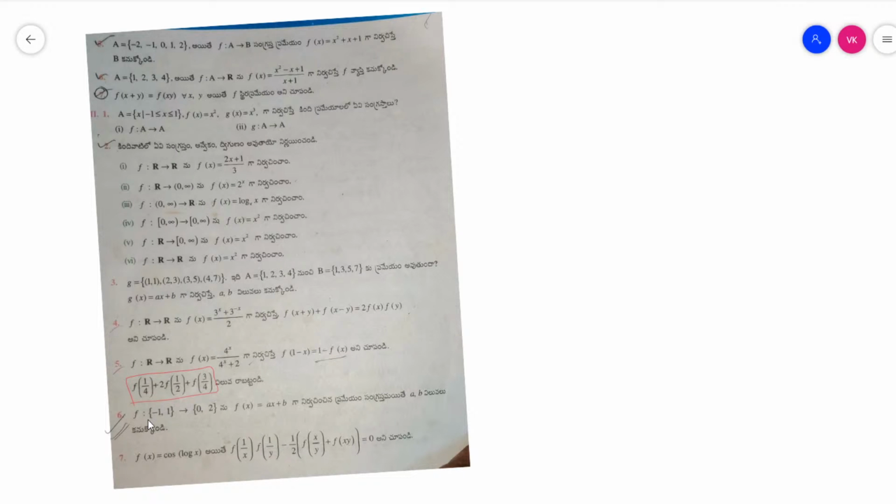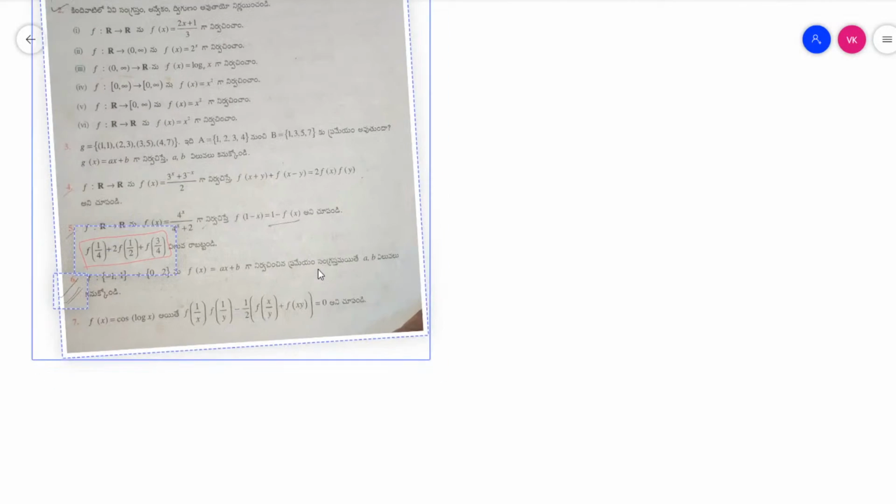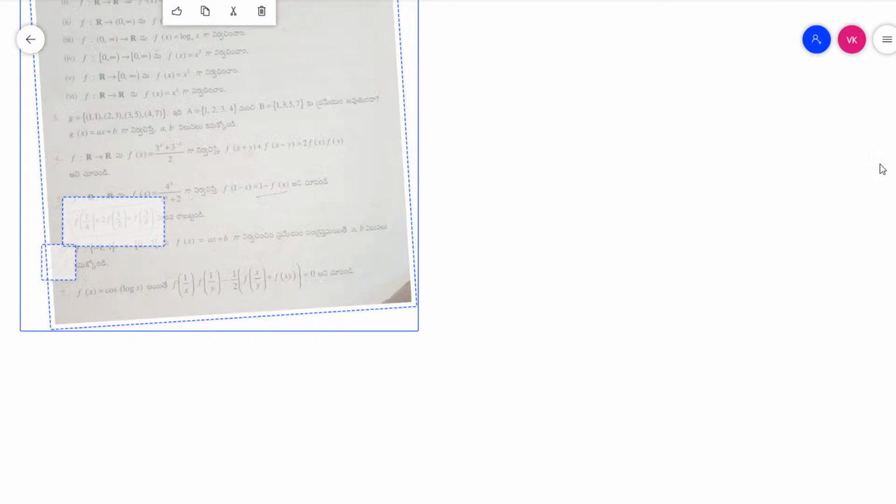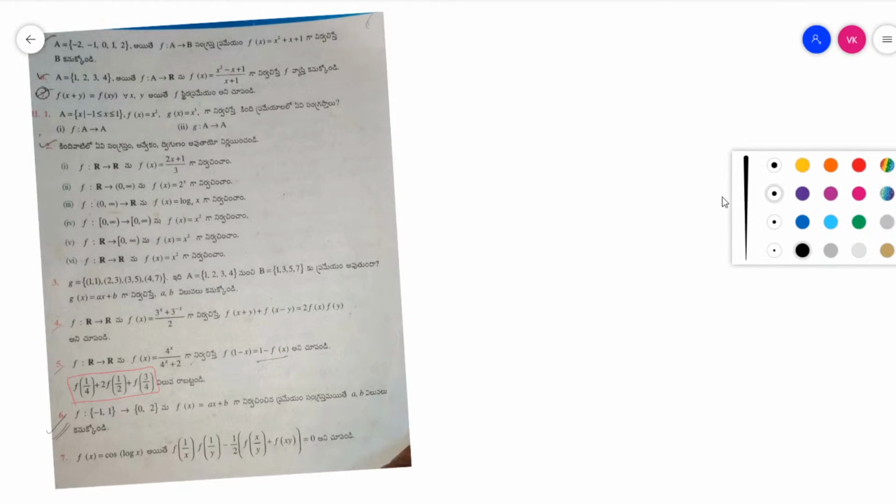And I will go for the seventh one. Okay, I will go directly for the seventh one, and it is very easy. You can easily find them. That means f of minus 1 is equal to 0 and f of 1 is equal to 2. Then you write a of minus 1 plus b is equal to 0 and a plus b is equal to 0. Then easily you can find the a and b values in the sixth question. And I am going for the seventh one.